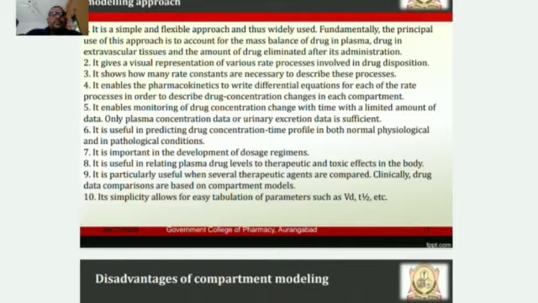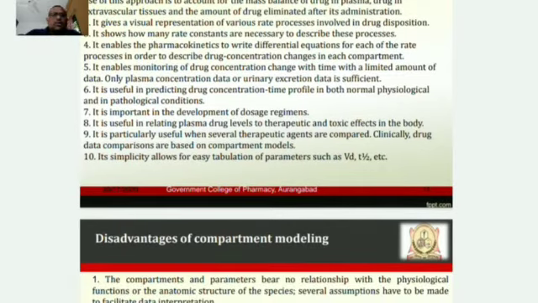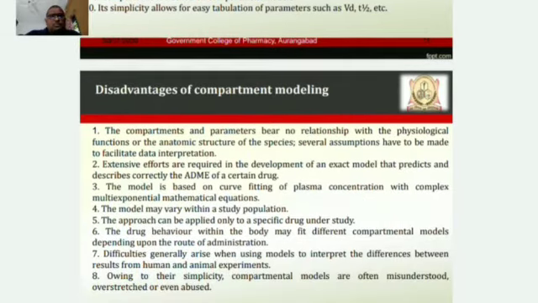Next, it is useful in relating the plasma drug level to the therapeutic and toxic effect in the body. From this we can determine the toxic level and toxic effect in the body. It is simple and allows for easy tabulation of parameters such as volume of distribution and half-life.